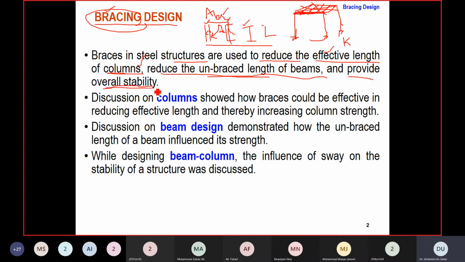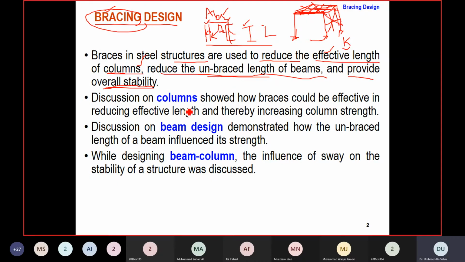Okay, so finally, you are providing the overall stability of the whole structure, in which the beams and columns are mainly the structural components. So you can provide bracings for the columns. Your columns can be braced horizontally, and the frame can be braced by providing longitudinal bracings or diagonal bracings. So any kind of brace you provide is just to reduce the effective length of the columns, to reduce the unbraced length of the beams, and to provide overall stability.